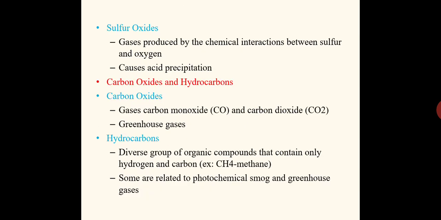Okay. And now coming to the sulfur oxides, sulfur plus oxygen. That combination of sulfur and oxygen is sulfur oxides. The most important one is SO2. The gases produced by the chemical interaction between sulfur and oxygen are called sulfur oxides, and the main effect of this one is that sulfur oxide is a cause of acid precipitation.